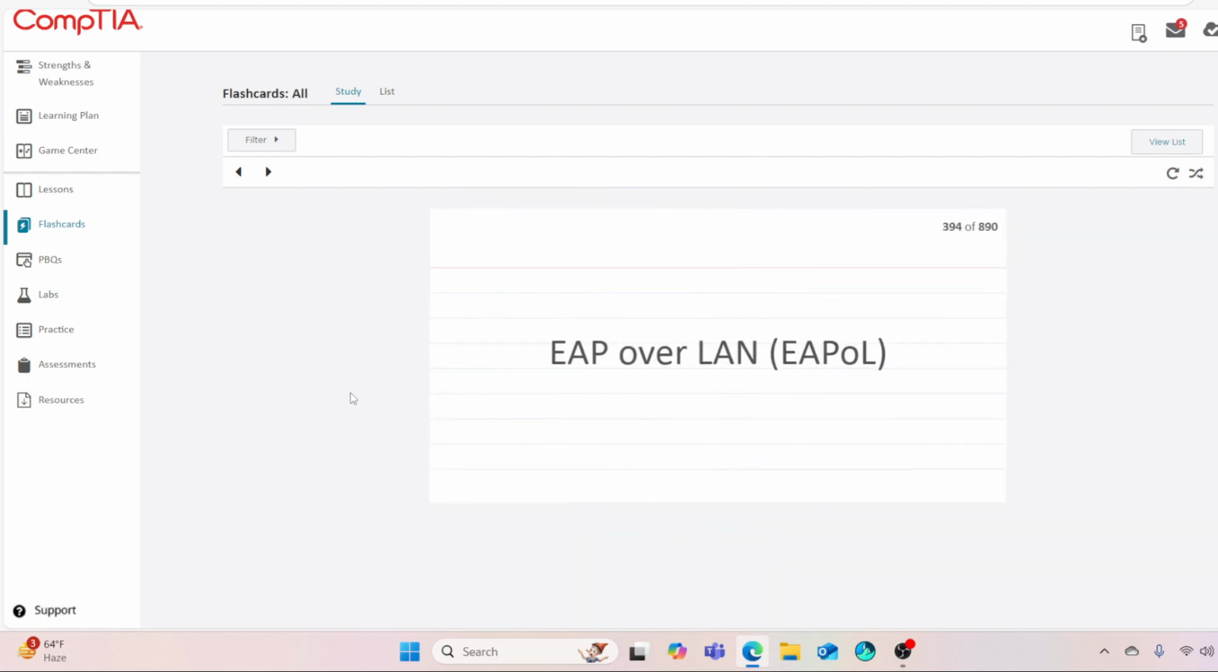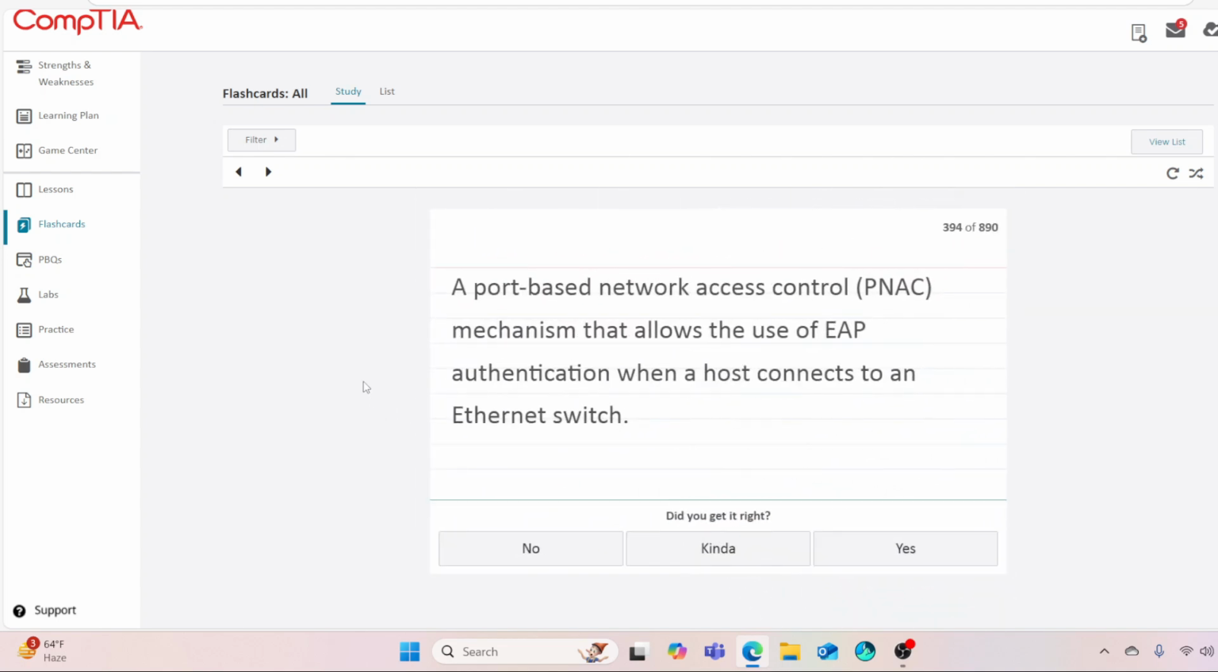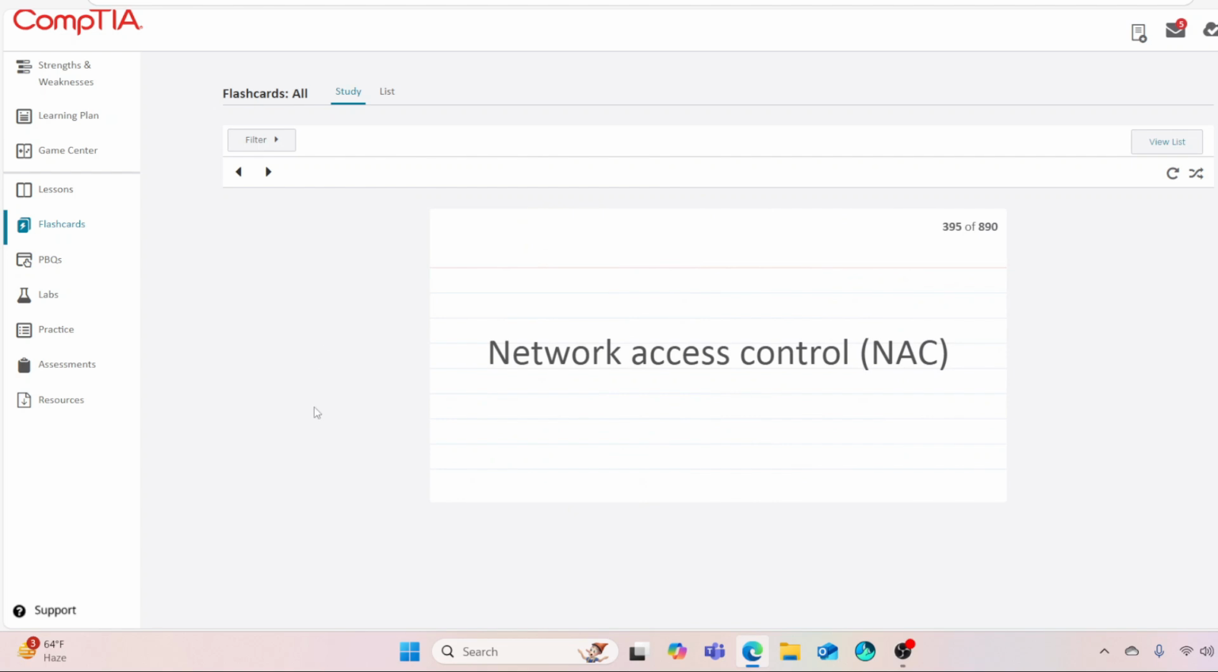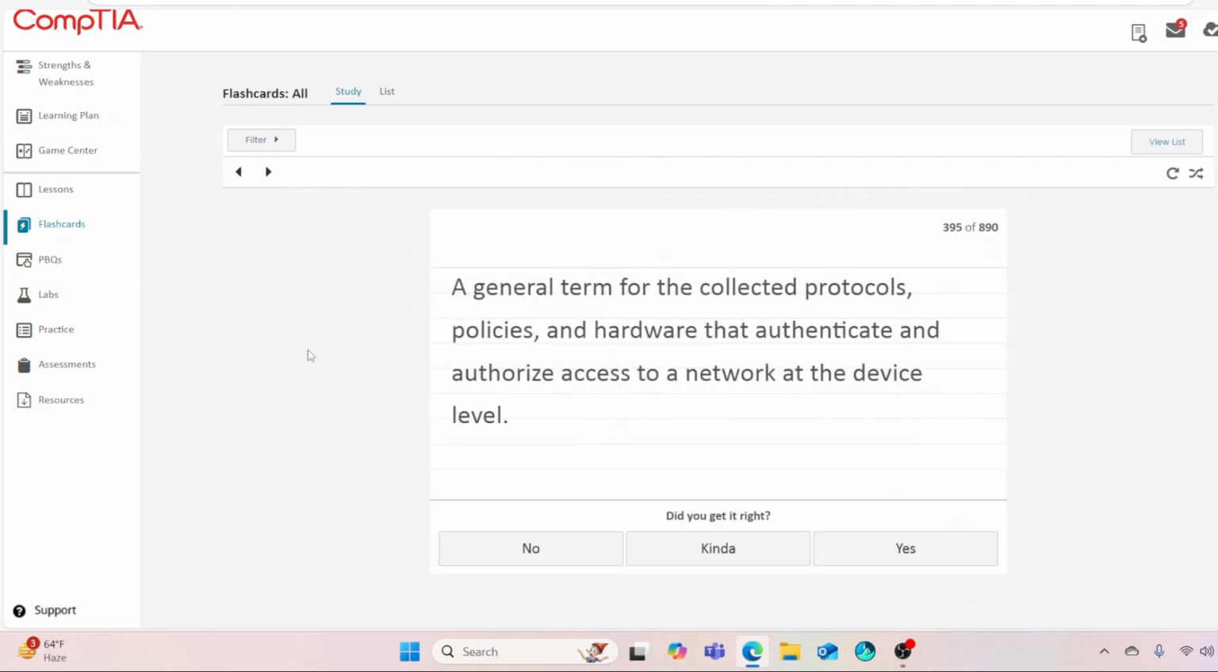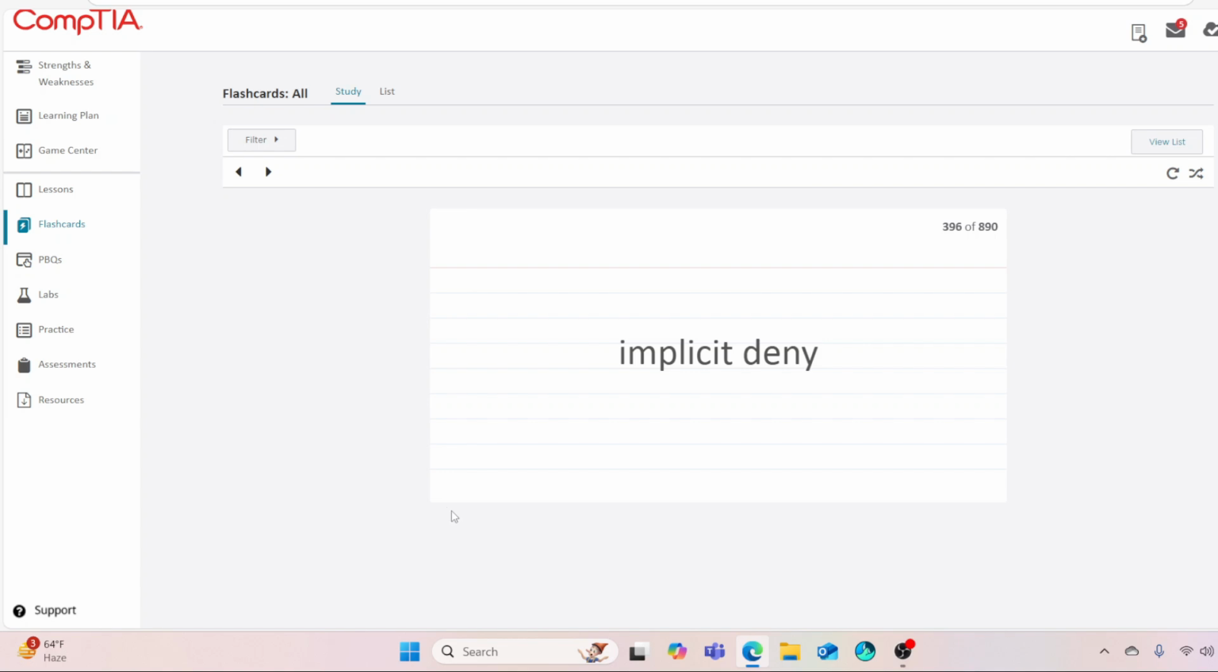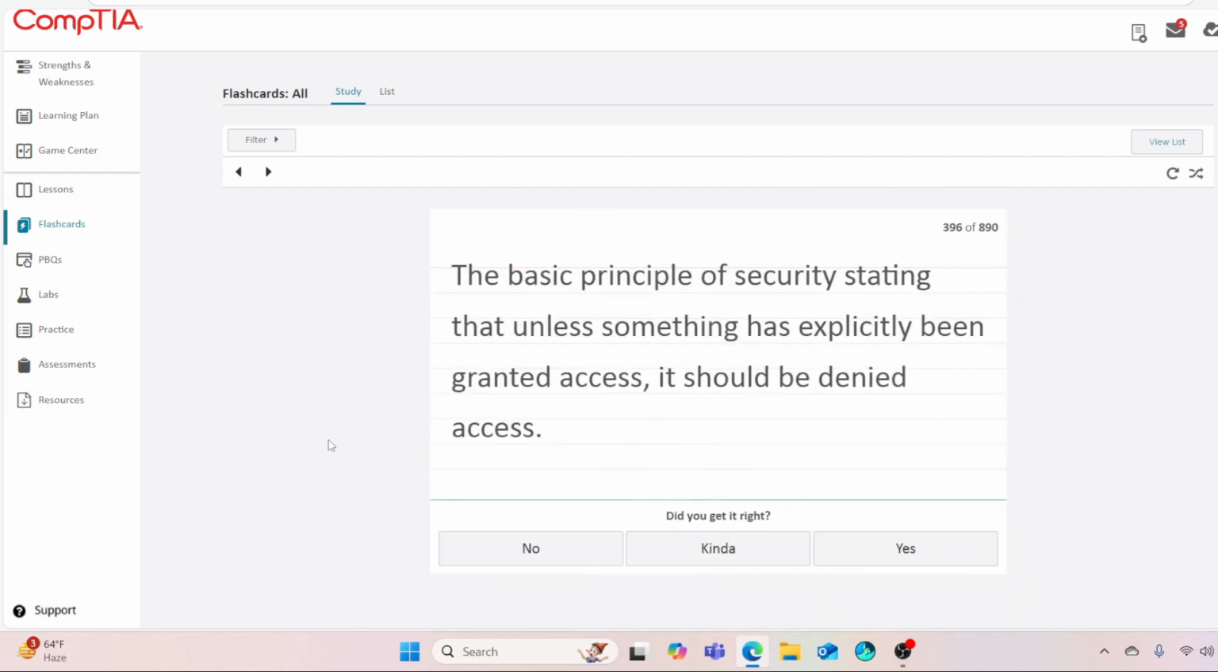EAP over LAN. A port-based network access control mechanism that allows the use of EAP authentication when a host connects to an Ethernet switch. Network access control. A general term for the collected protocols, policies, and hardware that authenticate and authorize access to a network at the device level. Implicit deny. The basic principle of security stating that unless something has explicitly been granted access, it should be denied access.